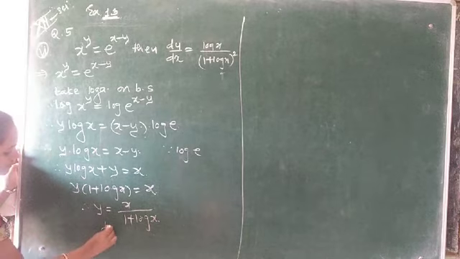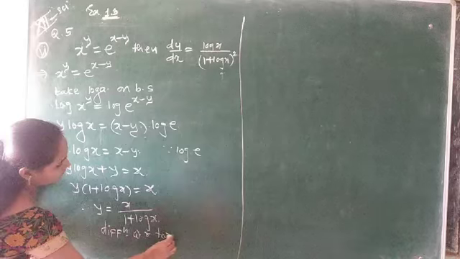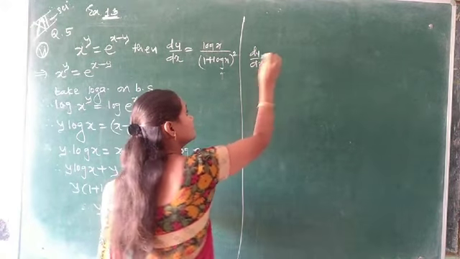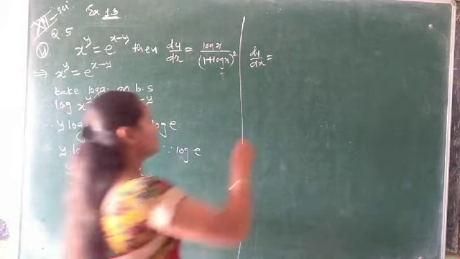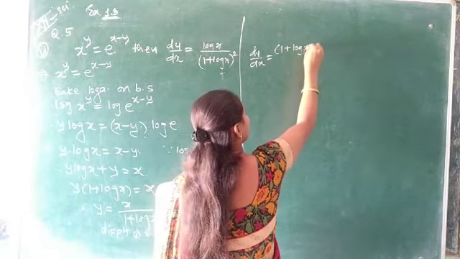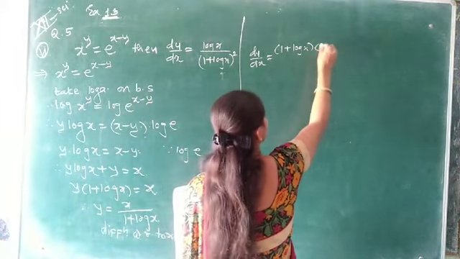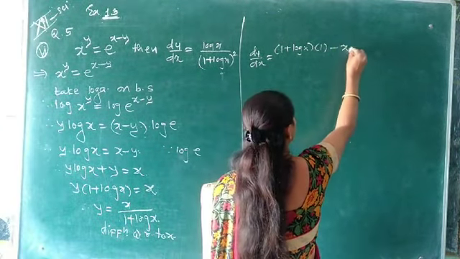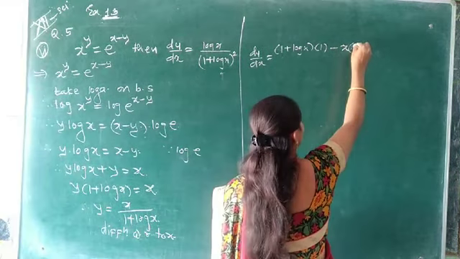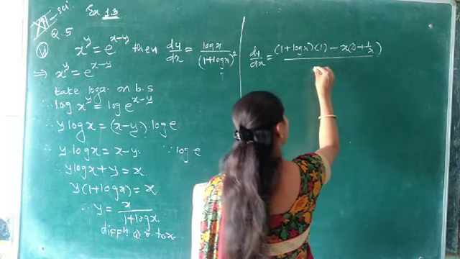Now differentiate with respect to x using the quotient rule. That is dy upon dx is equal to v into derivative of u, that is (1 plus log x) into derivative of x, that is 1, minus x into derivative of 1 plus log x. Derivative of 1 is 0 and derivative of log x is 1 upon x, divided by v square.